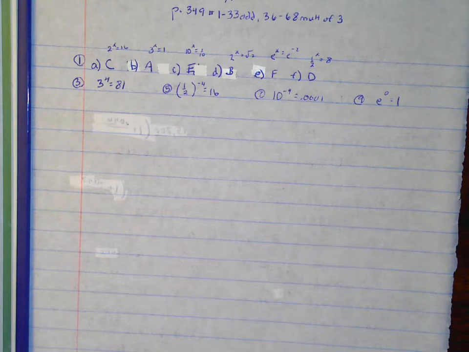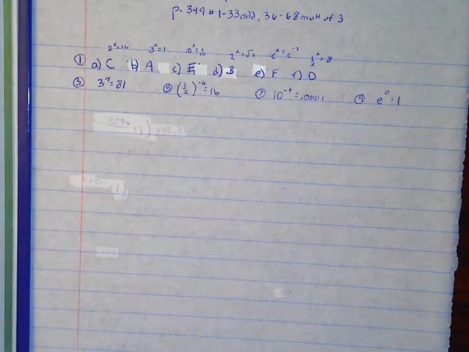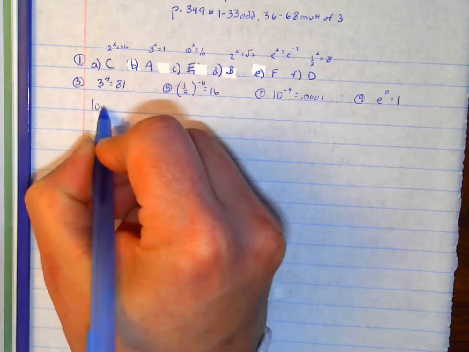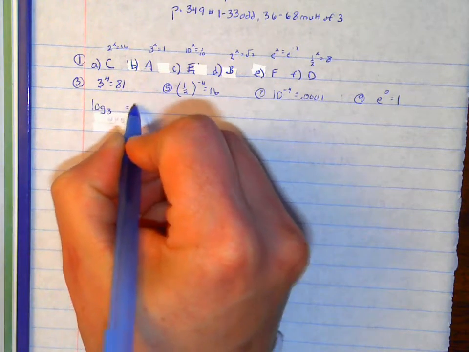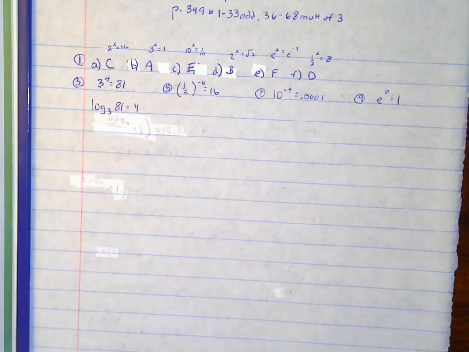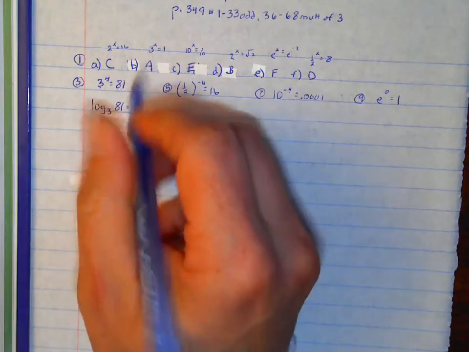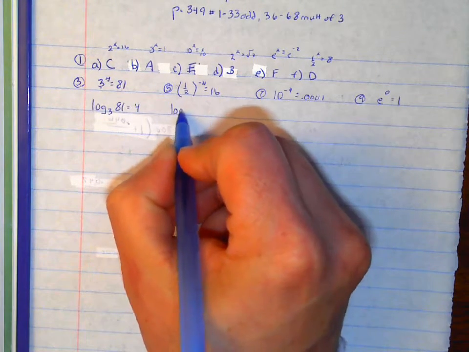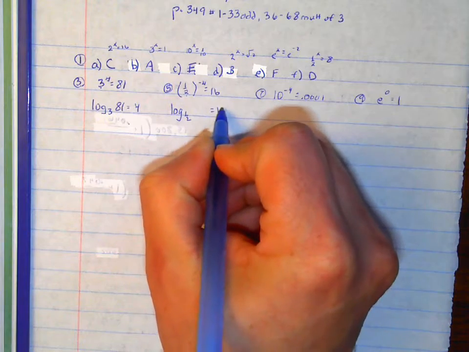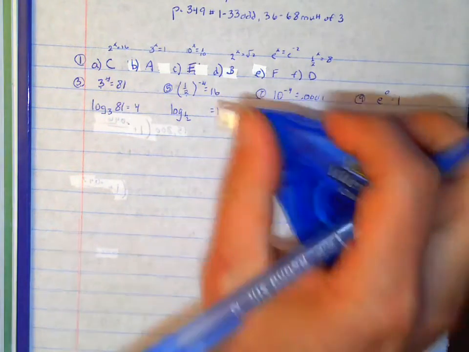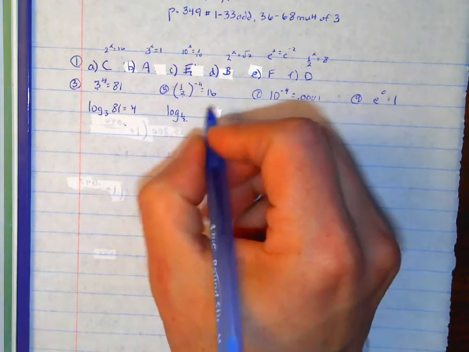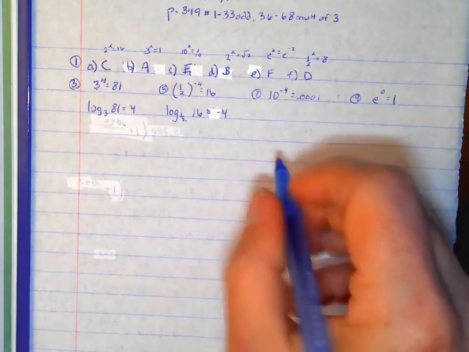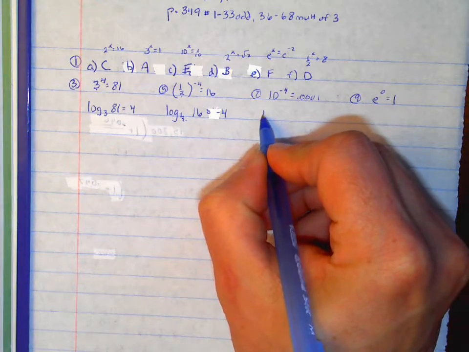Okay, so number 3, here we want to write this in log form. So I think this is the base raised to the outside part equals the inside part, is what I think in my head. So the base raised to the outside part equals the inside part. Okay, you just have to rewrite it. That's all we have to do. Base raised to the outside part equals the inside part.